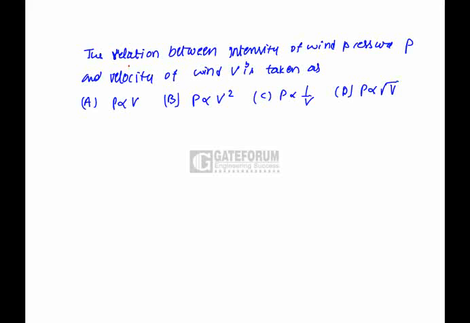As it is a direct question, the relation between intensity of wind pressure P and the velocity of wind V is that intensity of wind pressure is directly proportional to the square of the velocity of wind. So option B is correct.